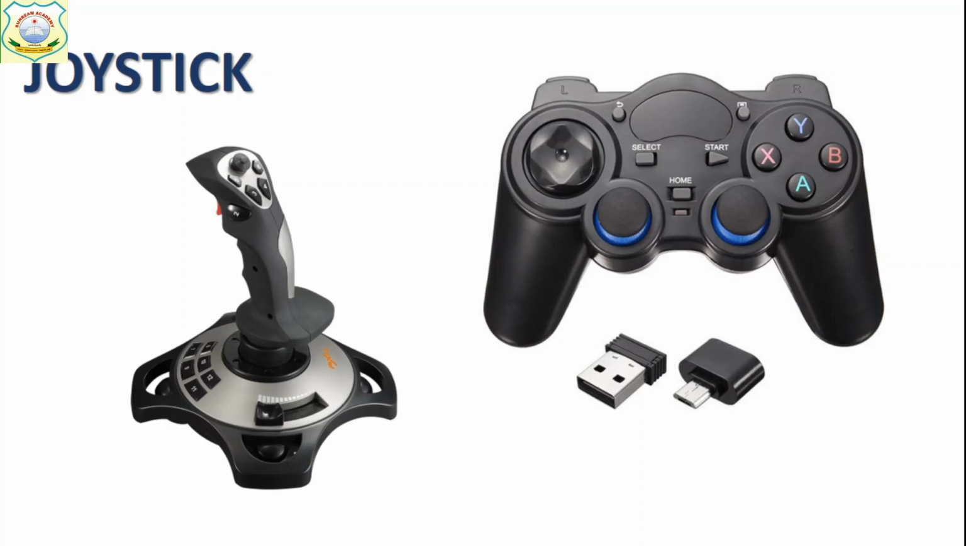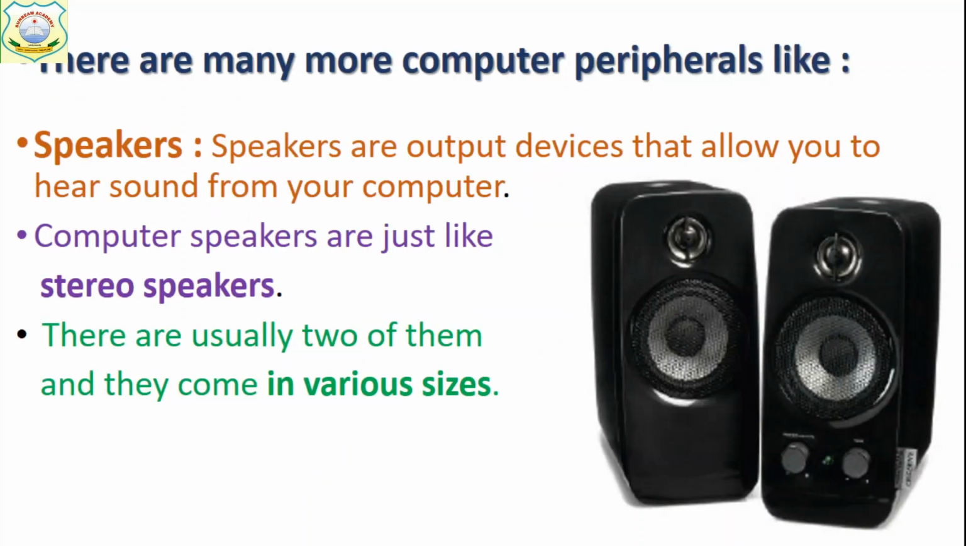Okay, now we have some more input and output devices that I am going to show you separately. This is a speaker. A speaker is an output device. If you want to hear sound from the computer, okay, you should have a speaker. Without a speaker you cannot hear sound from the computer. If you want to listen to music or hear the sound of movies, you should have a speaker.